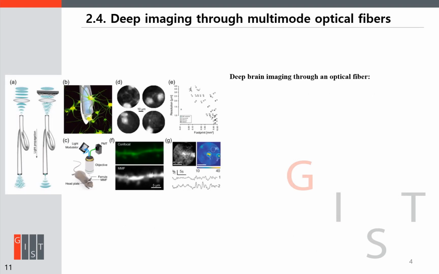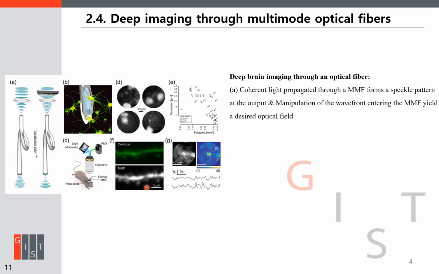The last one is deep imaging through multimode optical fibers. This figure shows deep brain imaging through an optical fiber. The figure here shows a coherent light propagated through the multimode fiber forming a speckle pattern at the output, and the manipulation of the wavefront entering the multimode optical fiber yields a desired optical field.